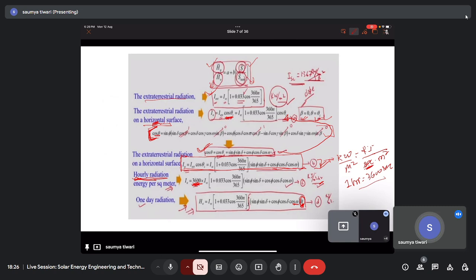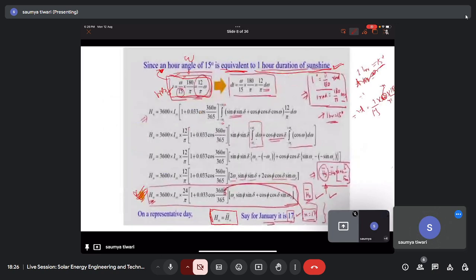If we talk about 1 day radiation, then we have to integrate it, where omega is your hour angle. So we integrate with respect to time, dt, for a whole day. You just need to understand what unit or parameter we are talking about. If the question asks in kilowatt per meter square, you will use this formula. If it is talking about hourly, then you have to use this formula.